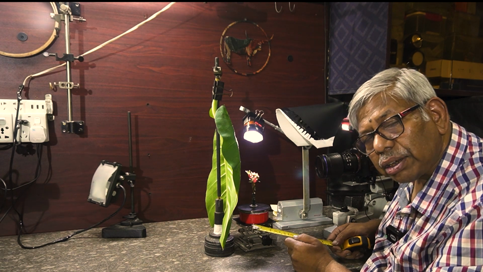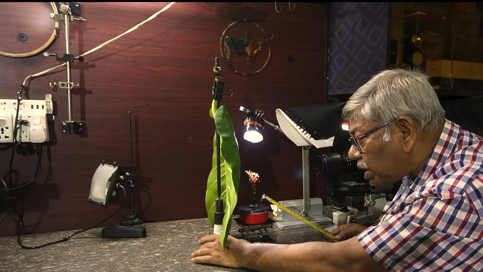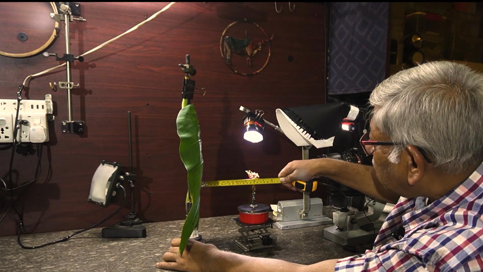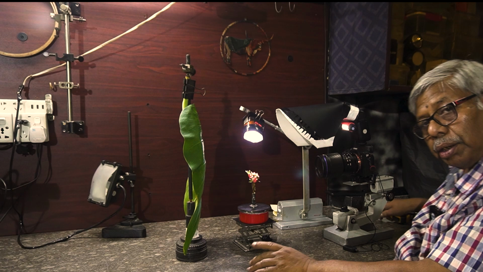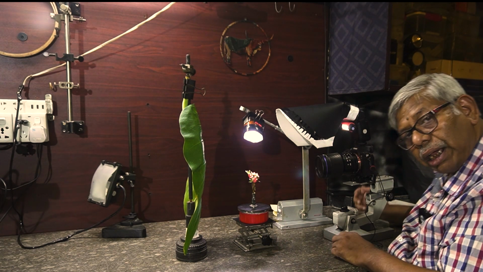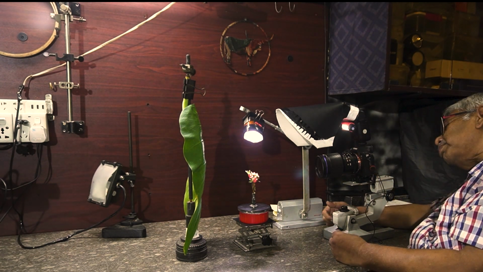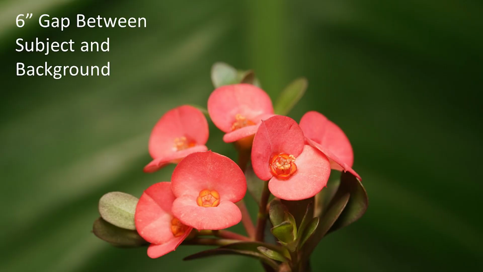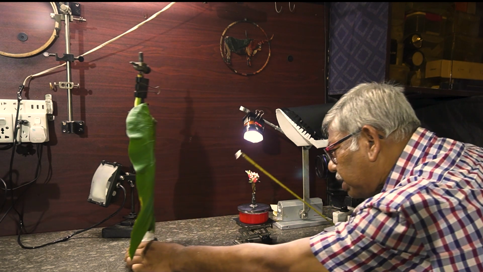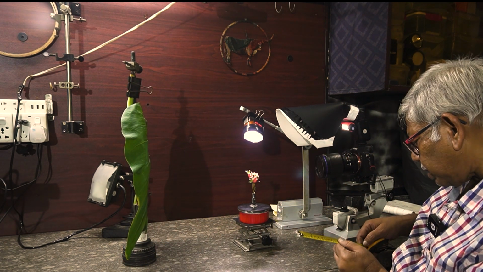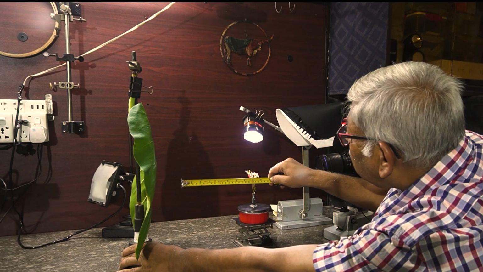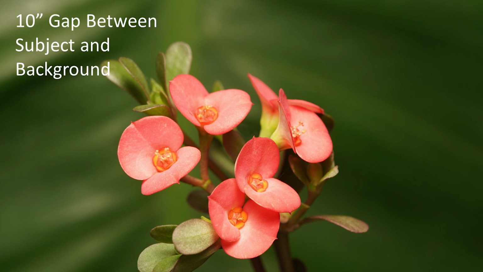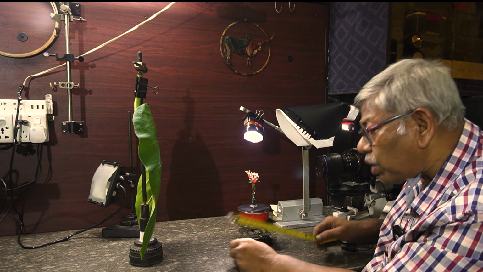Now I am going to increase the gap between the subject and the background to 6 inches. It is 6 inches. Now I'll take another shot at a 6-inch gap. Yes, it is getting blurry. Now I'm going to increase the gap to 10 inches. This is 10 inches. Now I'm going to increase the gap to 14 inches.